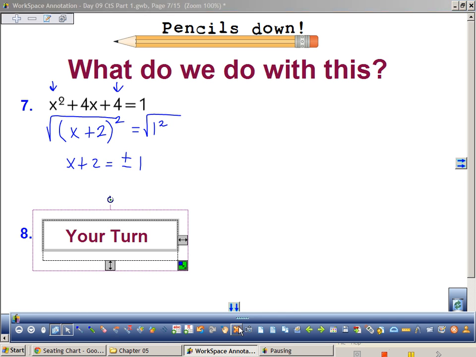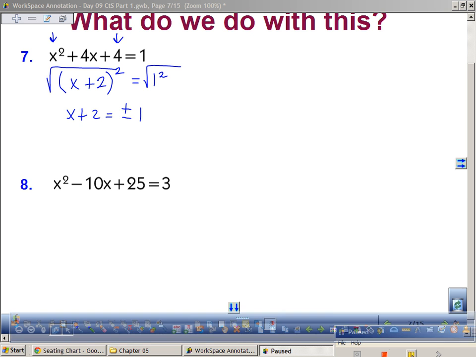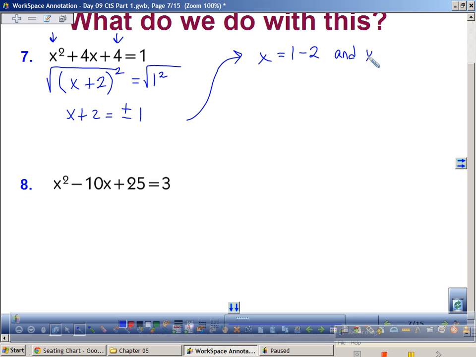Your turn. Try this one. At this point, I should probably finish this, though, right? This would be x equals 1 minus 2, and x equals negative 1 minus 2. Negative 1 and negative 3 would be my solution to this.